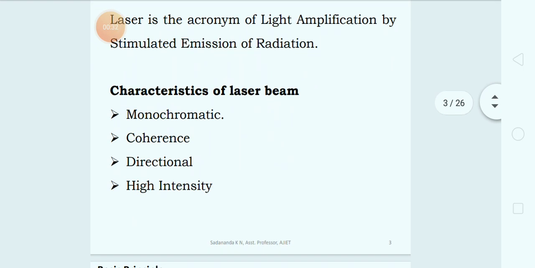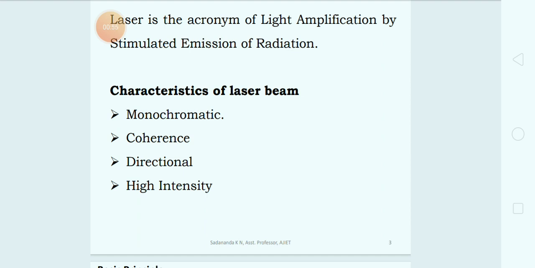So let us see what is laser and its characteristics. Laser is the acronym of light amplification by stimulated emission of radiation. So as the name suggests, the light amplification can be achieved with the concept of stimulated emission process. That is how lasers can be produced.